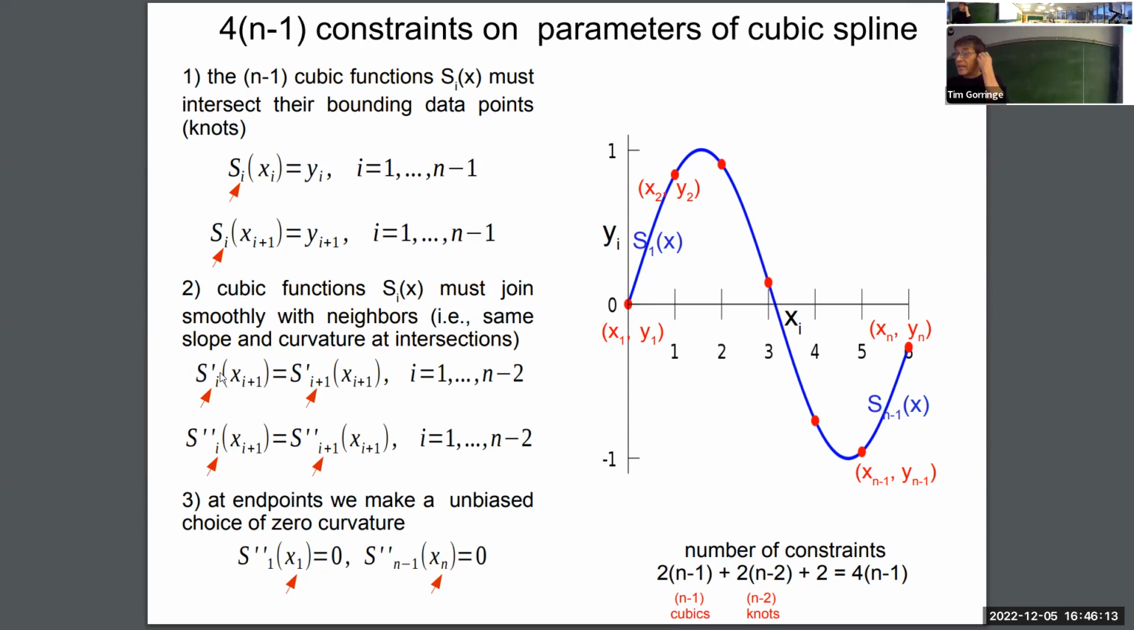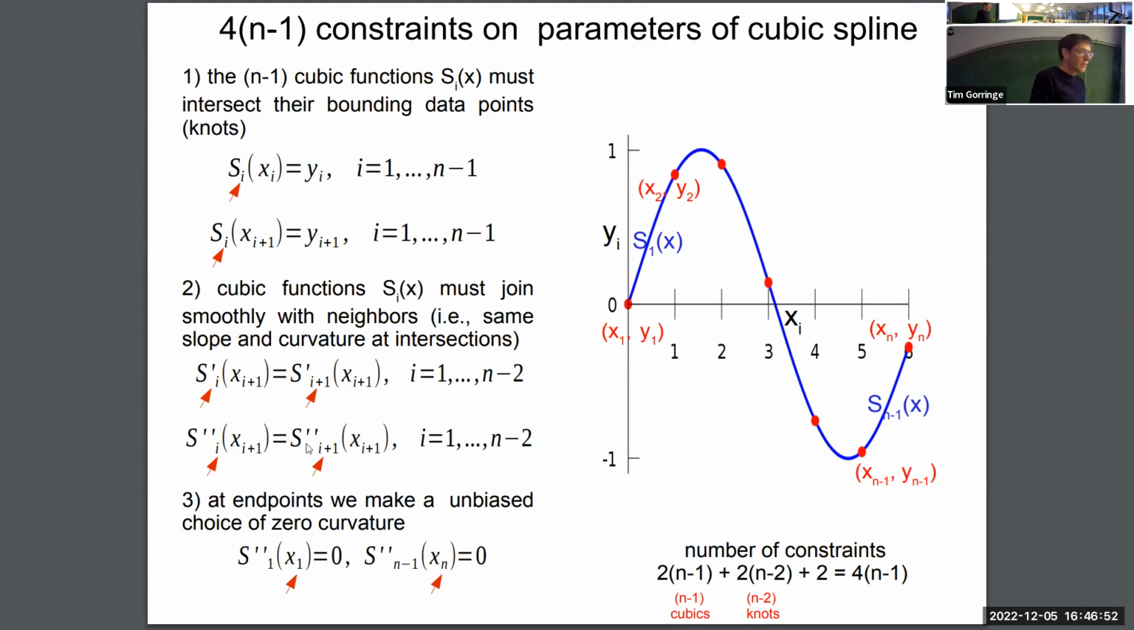One is that the slope of the cubic function on the left and the slope of the cubic function on the right are the same. That's this top constraint here. The primes indicate slopes, and the i and the i plus 1 indicate whether it is the function on the left or the right of the knot. Then this second equation is that the curvatures are the same, the rates of change of the slopes are the same. The double prime indicates curvature, the second-order derivative, and again i and i plus 1 are the function on the left and the function on the right of the knot.